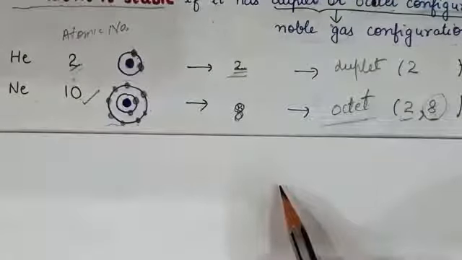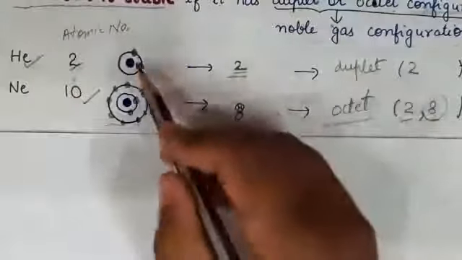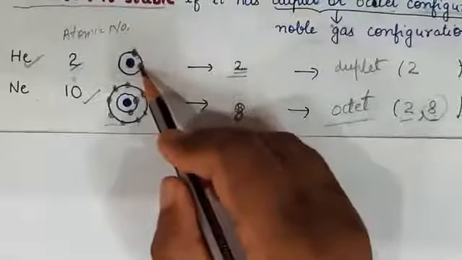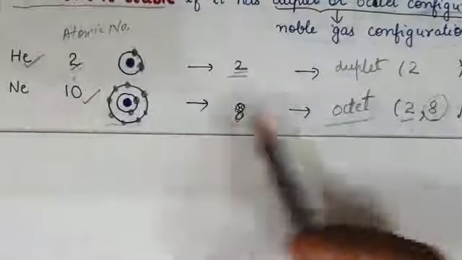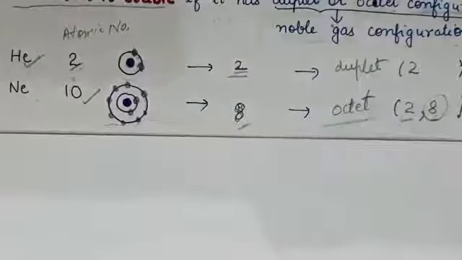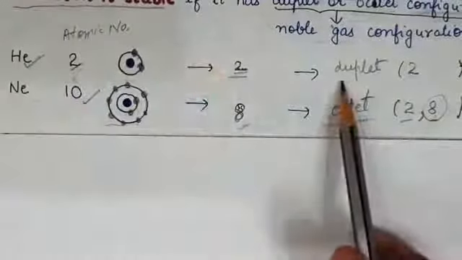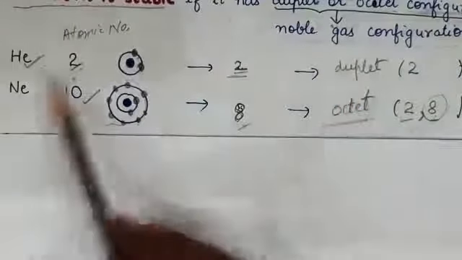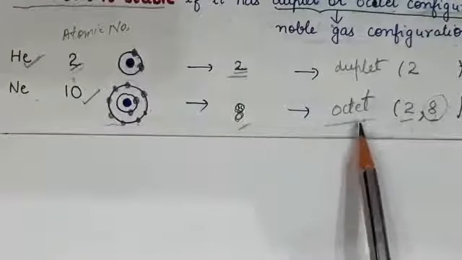Just remember one thing, students. Only in the case of helium does the outermost shell have 2 electrons. In other cases, there should be 8 electrons in the outermost shell. In the case of helium, it is only doublet configuration, but for others it will be octet configuration. Then the atom is stable.